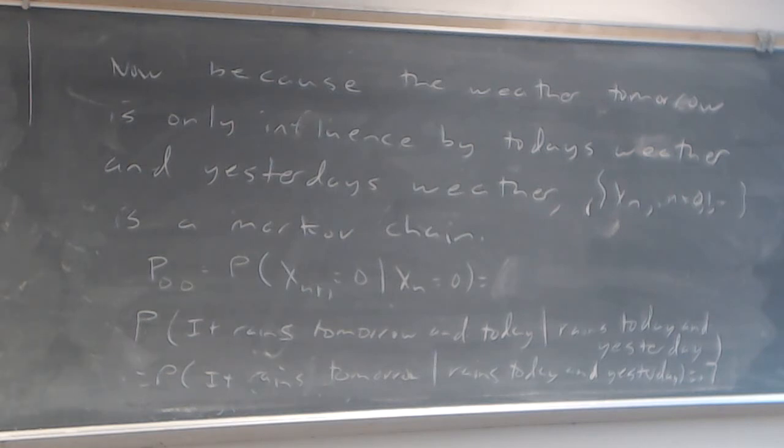The reason that that's equal to 0 is because you're saying it rained today, and here you're conditioning on the event that it rains tomorrow but didn't rain today. So if you know that it rained today, it cannot be clear today as well. So that's 0. And then P of 0, 2, this will be the last one I do, is equal to the probability that x of n plus 1 equals 2, given x of n equals 0.